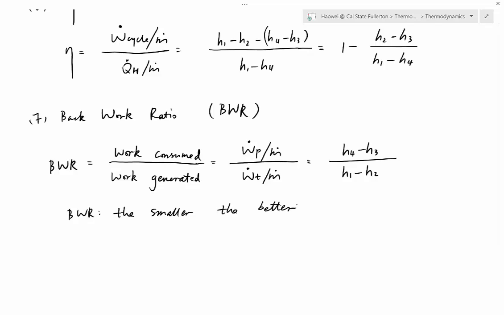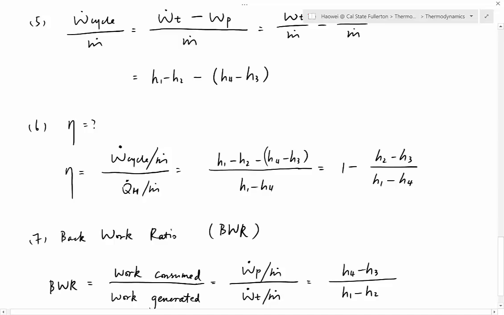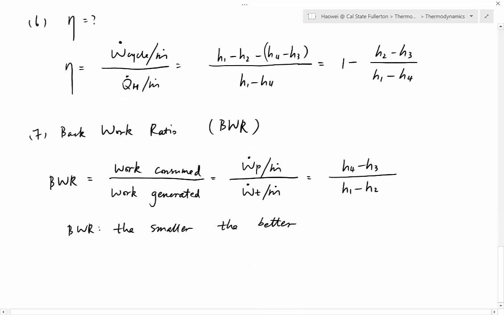So now if you take a look from part 1 to part 7, what do you notice? Everything is just a function of h. So for example, for BWR, you just need to find h1, h2, h3, h4. And for part 6, efficiency, the same thing. You just need to find h1, h2, h3, h4. And for W dot cycle over M dot, you still need to find 4 enthalpies. So now you realize if you ever want to solve the question for a Rankine cycle, all you need to do is to look for H1, H2, H3, and H4. As soon as you find enthalpy of every single point, the rest will just be very easy.